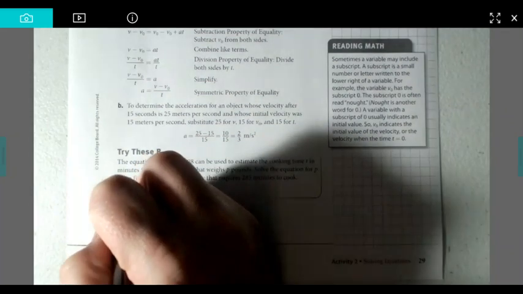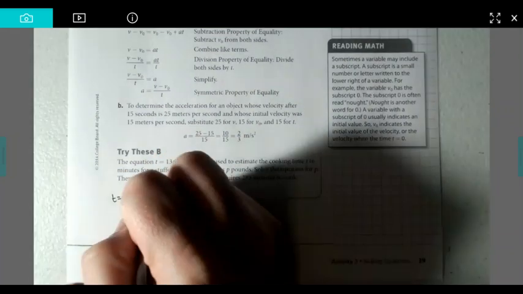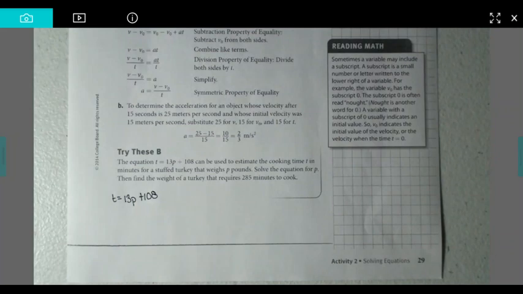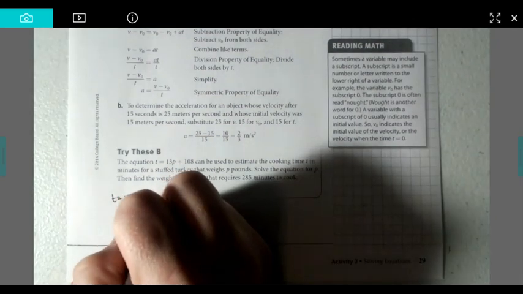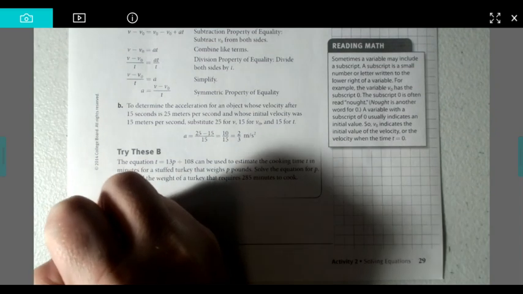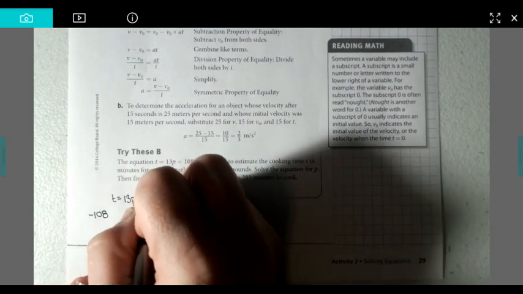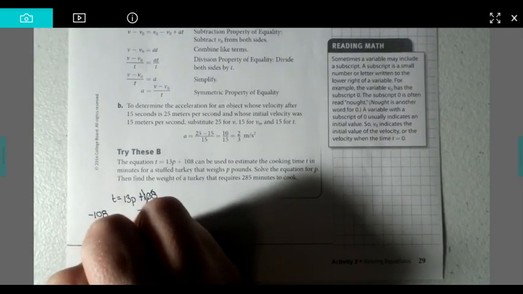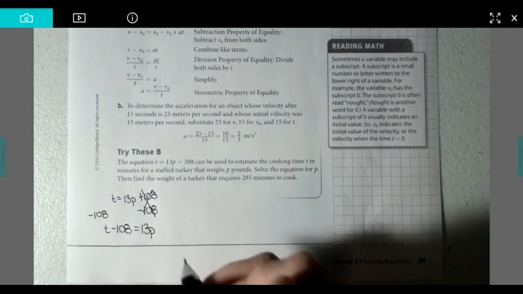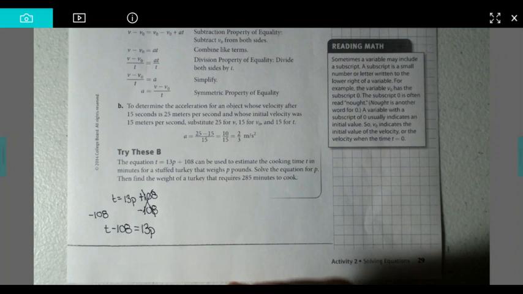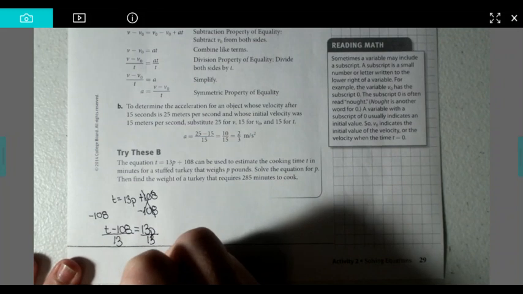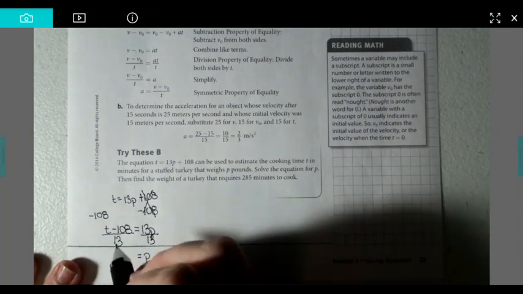T equals 13P plus 108. So if I'm solving for P, I need to first isolate the P term. In order to isolate, I need to subtract 108. Over here, that cancels out. I'm left with T minus 108 equals 13P. Now isolate the P. So we're going to divide by 13. That gives me P on the right-hand side.